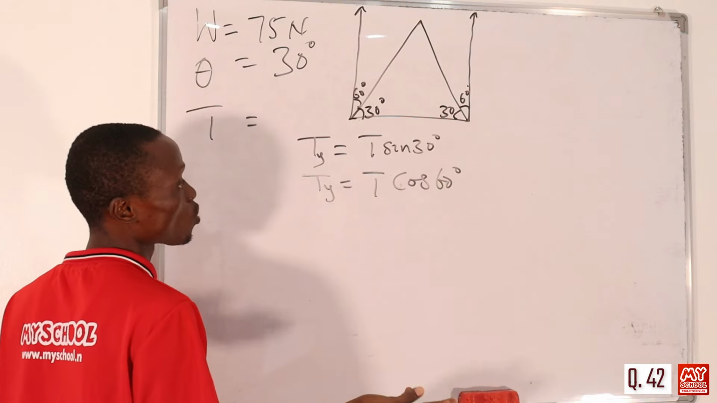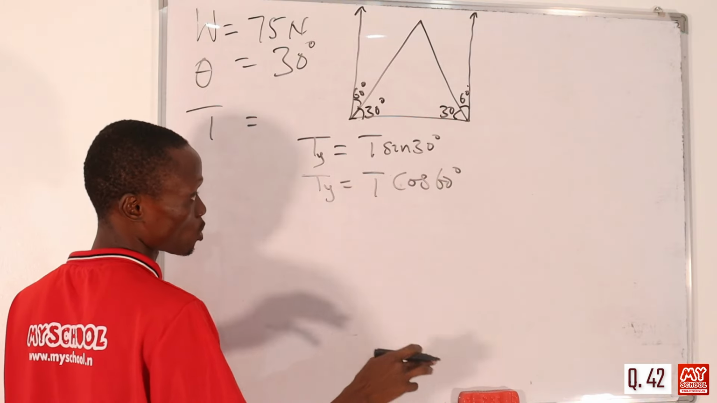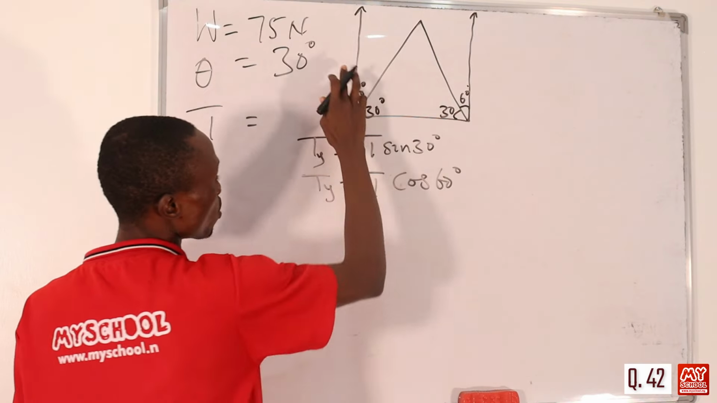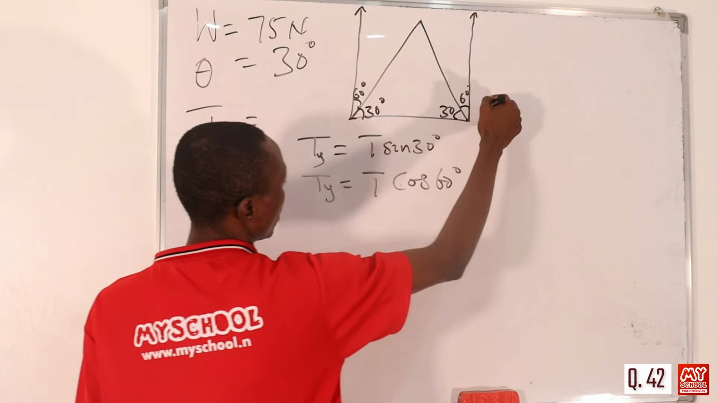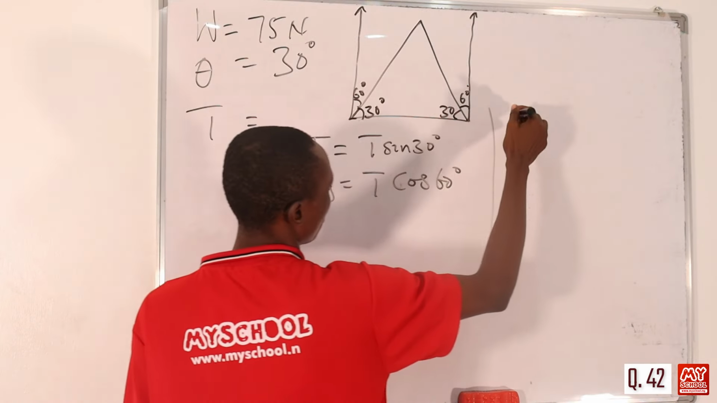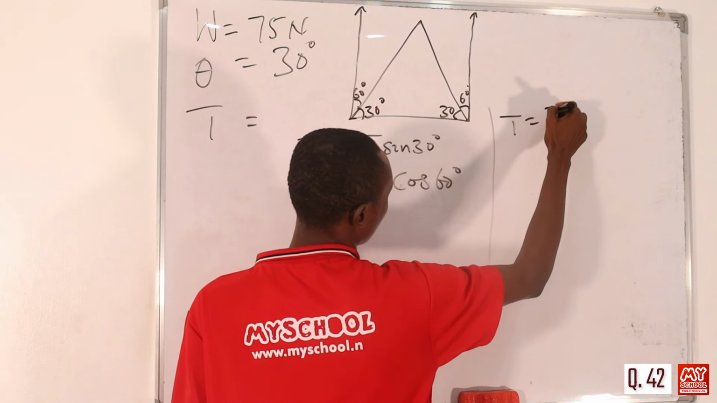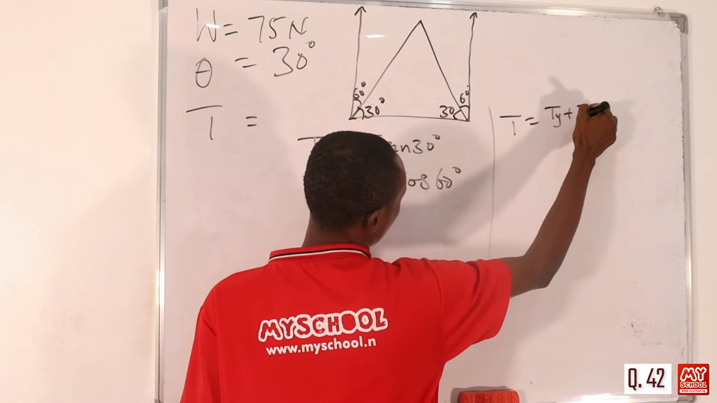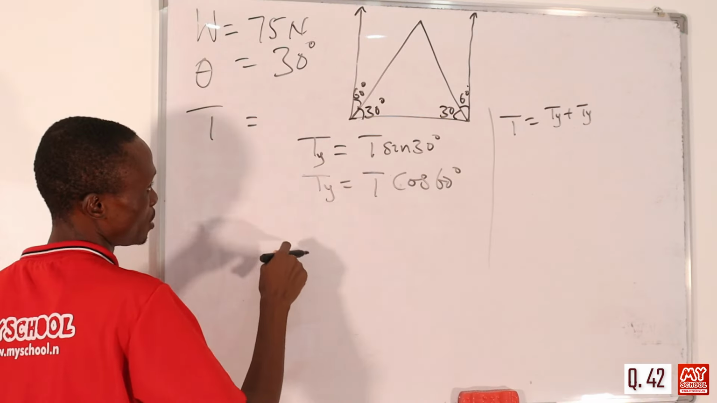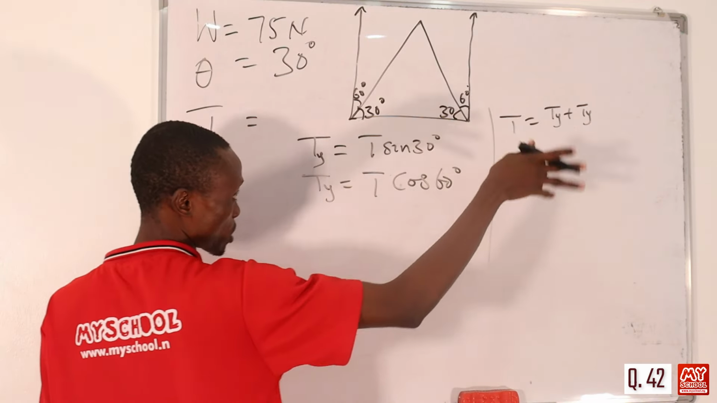Depending on which one we use, your answer will be correct, because remember that cos 60 and sin 30 are the same. Since we have two cords here, let the tension in both cords together be equal to T. That means Ty plus Ty will be equal to T. So we are using T to represent the total.